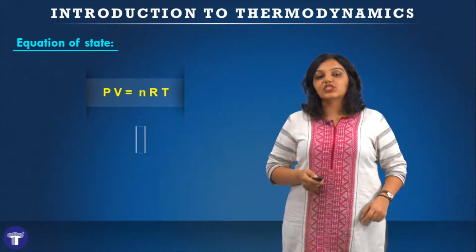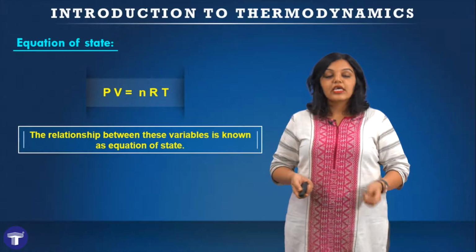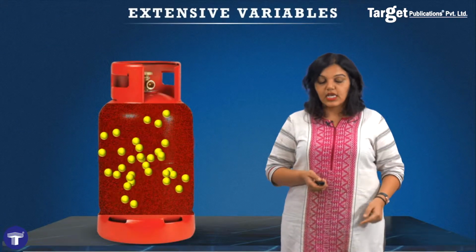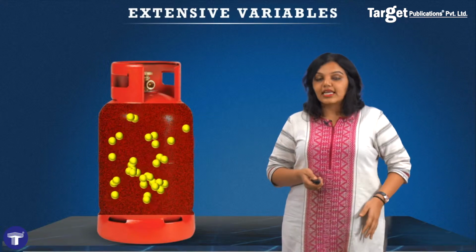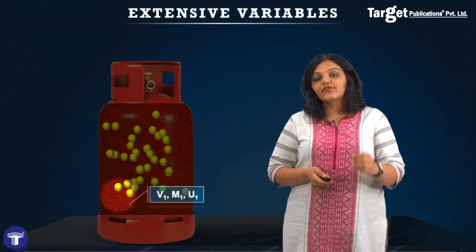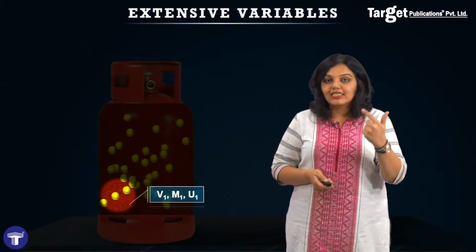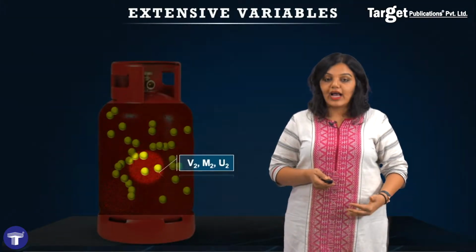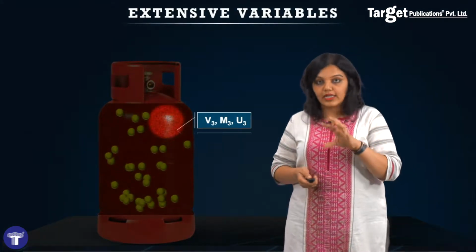Now once we have the relationship between these variables, let's also define the types of variables. There are two important types of variables, extensive and intensive variables. Variables whose values change with the size of the system are known as extensive variables. For example, if you take a small part of a system and write down the values for its volume, mass and internal energy, and then look at a different part of the system and write down the values, you will see that these values are changing from one part of the system to another.